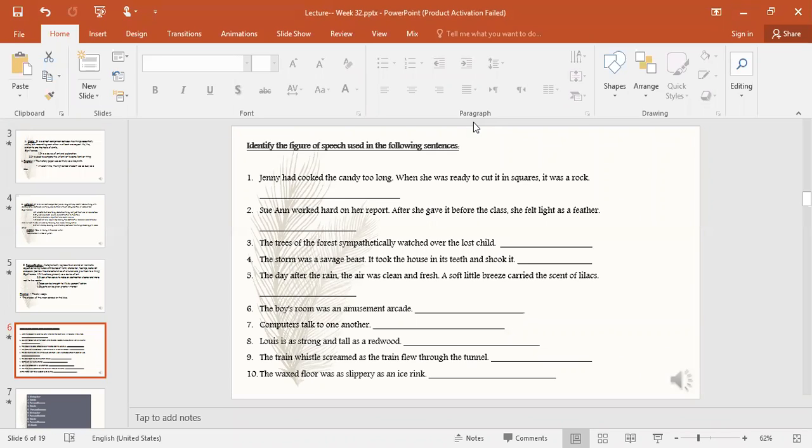Let me ask you, does the computer talk? No. Who talks? People. Humans. We are borrowing the action of talking from people and giving it to the computers. So what is this called? Metaphor or simile or personification? Personification. Very good, Asil. This is a personification because we're borrowing, as we said, the action of talking from a person and giving it to computers.